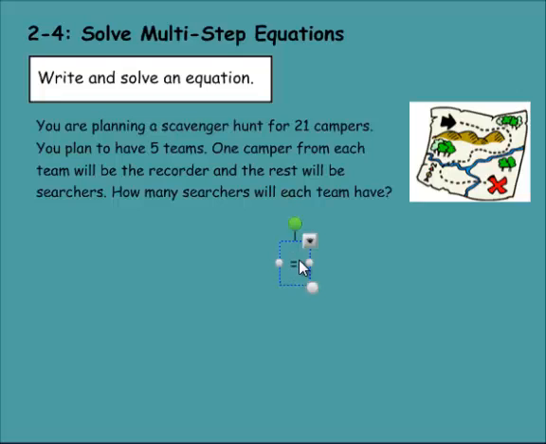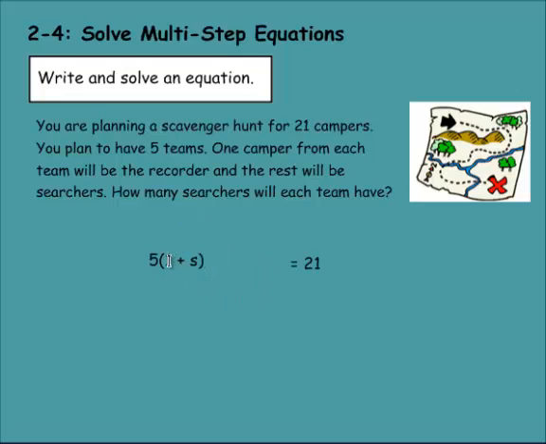Well, we know there's a total of 21 campers, so we can always put equals 21 over here. 5 teams. That means whatever team amount I have per team, I multiply that times 5. This looks like one of those distributive property ones where it's 5 times, and then on the inside we have to figure out what we're going to have. Well, there's only 1 recorder per team, so it'd be 5 times the 1 recorder. And then we don't know how many searchers there are going to be, so I'm going to put S for searchers.